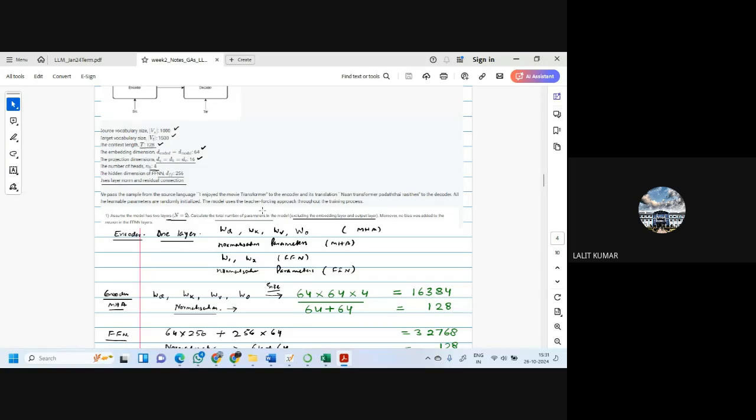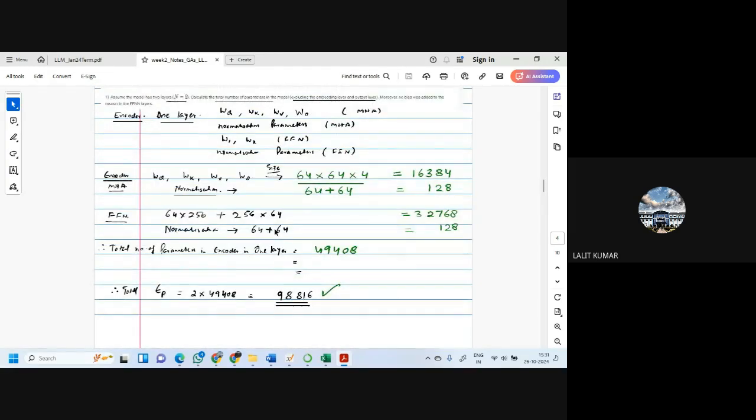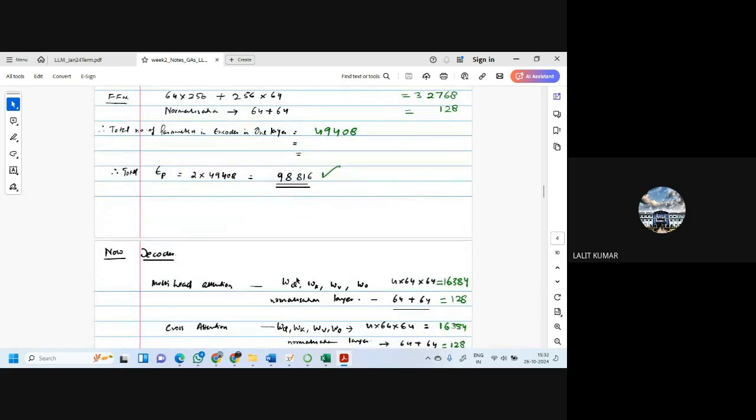This is the question, na? So see, this is the encoder MHA: 64 into 64 into 4, 16384. Normalization 64 plus 64, 128. That is correct. FFN 64 into 256 plus 256 into 64, 32768. Normalization 64 plus 64, 128. So this is correct. 98816, whoever gave me this answer, was correct.